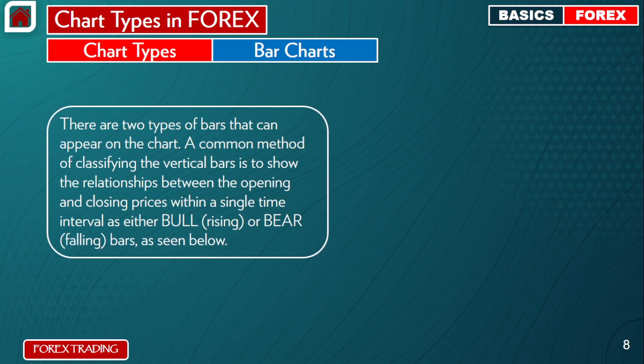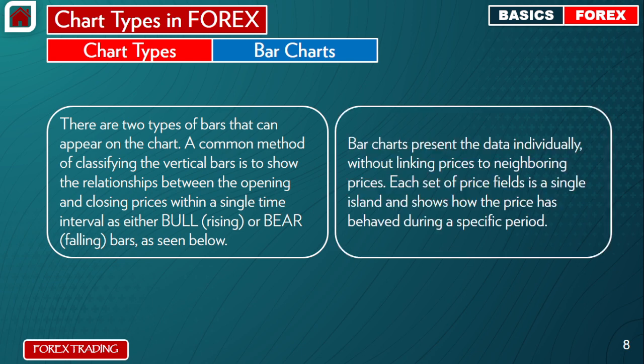There are two types of bars that can appear on the chart, and it's very easy to identify them. Once you look at the vertical bar, it shows the relationship between the opening and closing prices. One type is the bull bar, or rising bar, and the other is the bear bar, or falling bar. Bar charts present the data individually without linking prices to neighboring prices. Each price bar is a single island and shows how the price has behaved during a specific period of time.